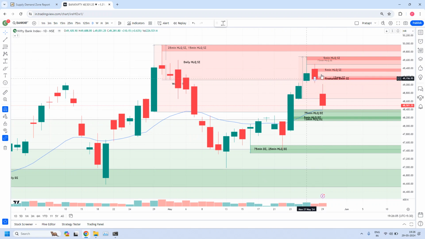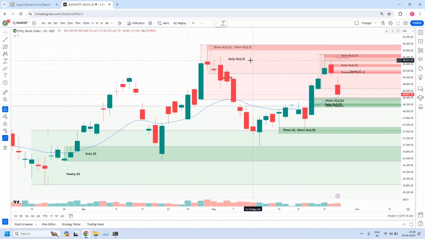Why again LOTL is created? Because this daily high liquidity supply zone is a high liquidity supply zone. You already learned the important point. High liquidity supply zones are having the ability to create new zones within the same time frame or one time frame lower. That is 75-minute zones.